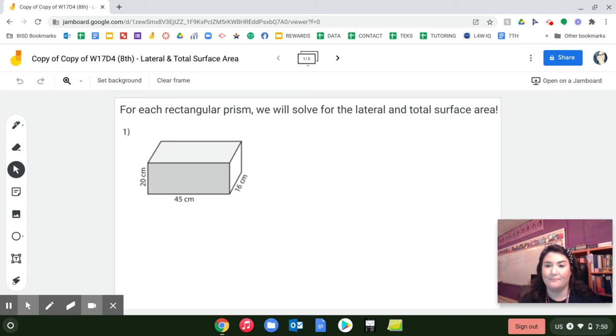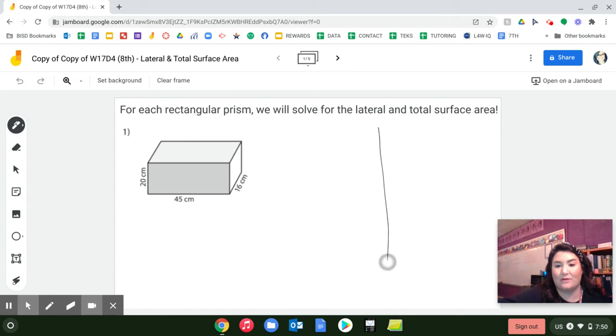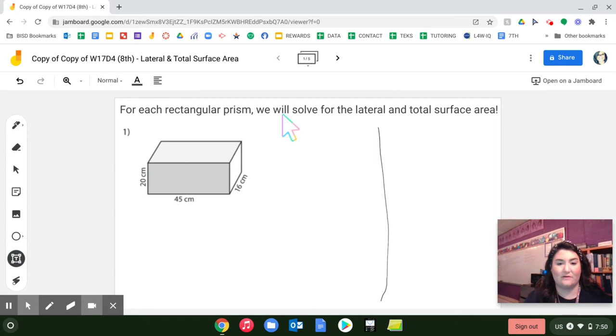Okay, so for this topic today, we are looking at lateral and total surface area. So the first thing you want to do, and in class we had a blank piece of paper, and we drew a line right down the middle. And on the left, we are solving for lateral.